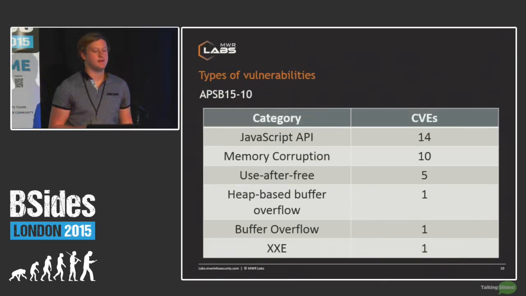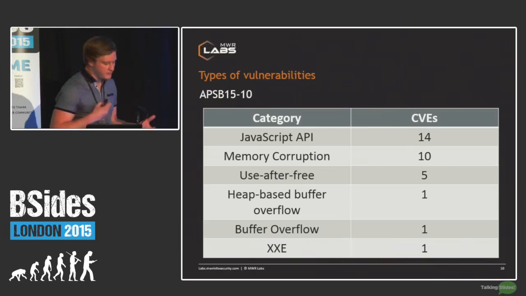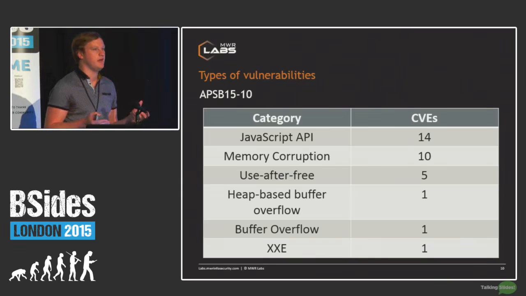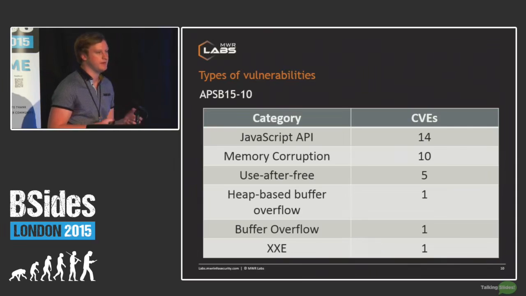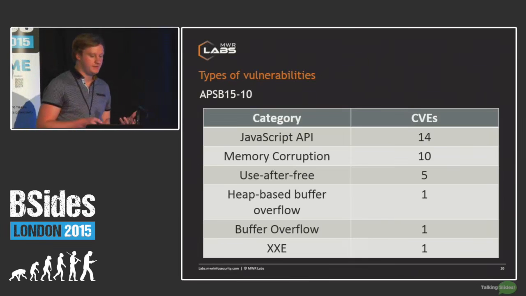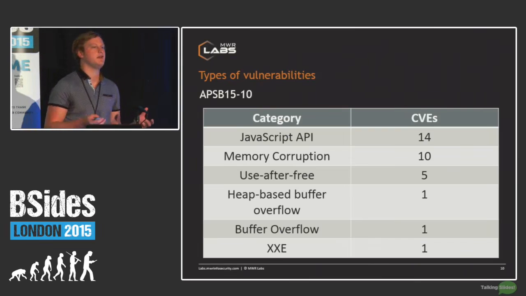So before we start looking at Adobe and going bug hunting with this product, let's look at the latest Adobe Security Bulletin, which was released in May. This is how they classified the vulnerabilities which they fixed in that release. As you can see, 14 JavaScript API security bypasses, 10 unclassified memory corruption bugs, five use after free, a couple of buffer overflows, and an XXE vulnerability. So these are the types of areas where we might expect to find vulnerabilities in this product when we start looking at it.